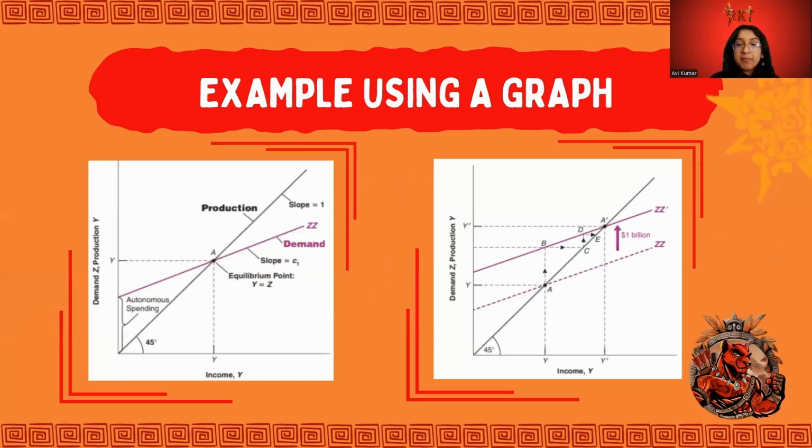Now, we can look at this example using a graph. The 45-degree line in the first graph represents total production. The flatter ZZ line shows that as income rises, spending also rises, but at a slower rate due to savings. As you can see in the second graph, your income is increasing by a large amount when your ZZ is shifting up. Now, the equilibrium point here is where the production line and the demand line intersect, which is point A in the first graph.